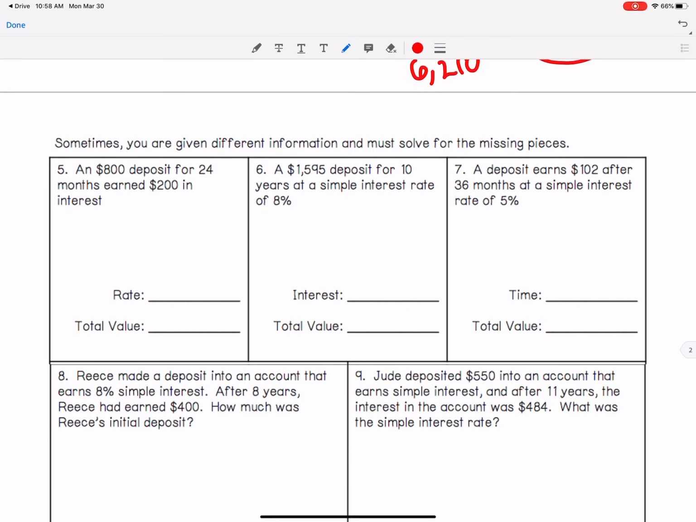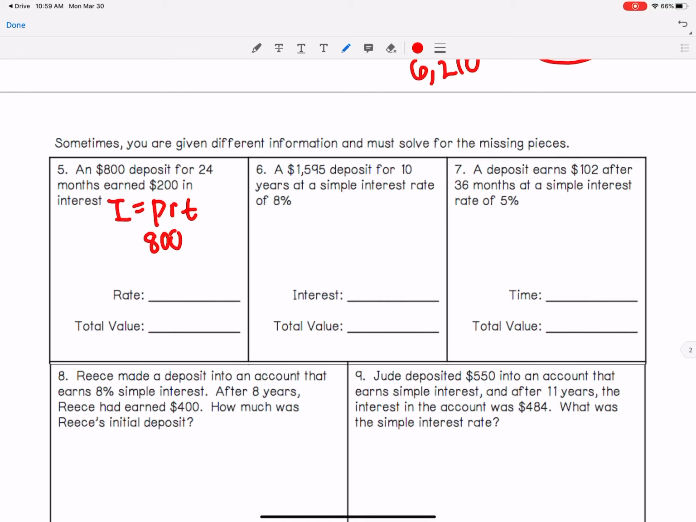Question 5 says, sometimes you're given different information and you must solve for the missing pieces. Let me show you an example right here. If we take the equation that we're using for today and we plug in what we know, we have to solve for what we don't know. So an $800 deposit, that means that's your principal, for 24 months. So I'm going to plug in 800 for P.